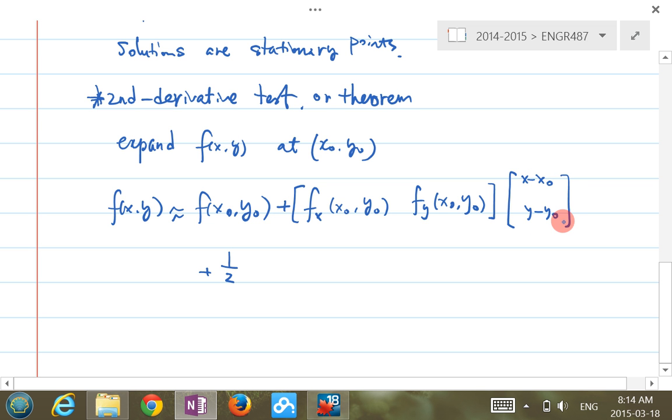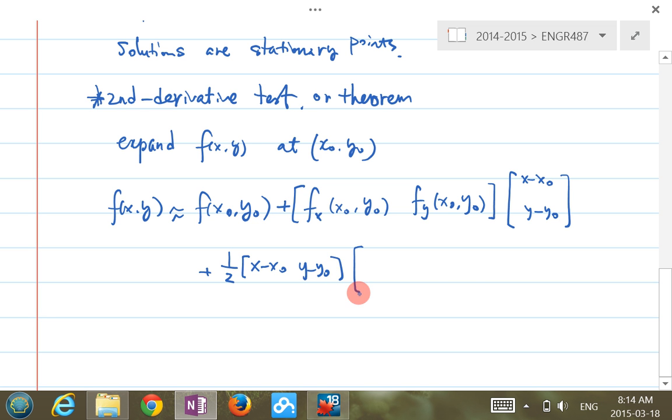Okay, that's the first term there, it's the matrix. The second one you can also put in a matrix, in this format. This is a row vector, and then times a matrix here: fxx, fxy, fyx, fyy.